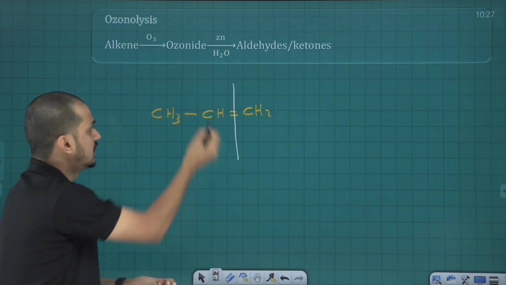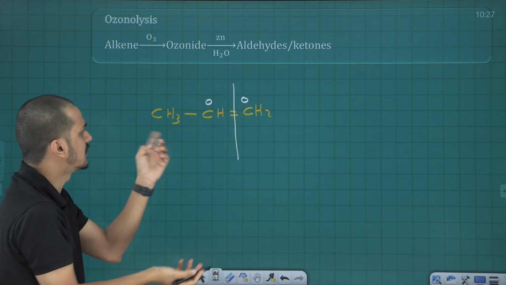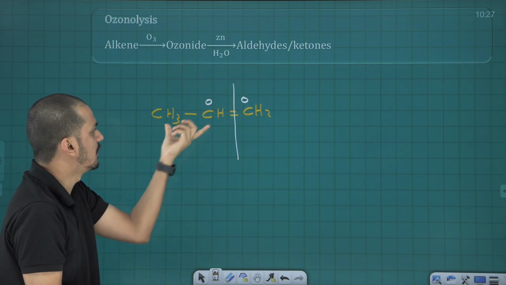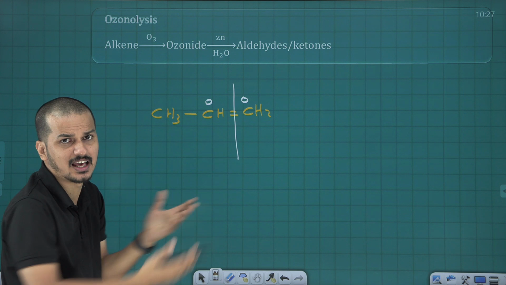Break this double bond. Here you put one O, here you put one O. The answer is CH3CHO and CH2O, that means ethanal as well as methanal. Like that you can find it out.